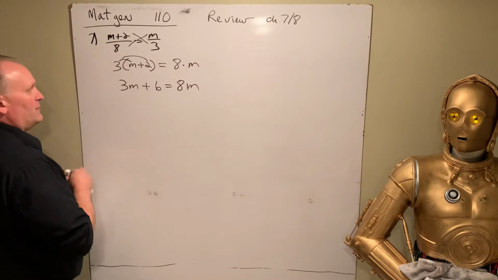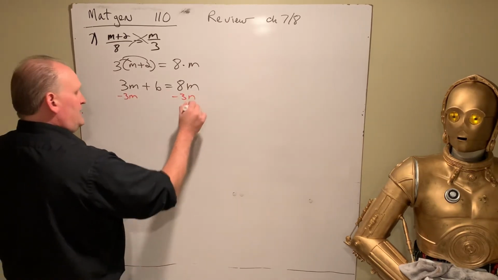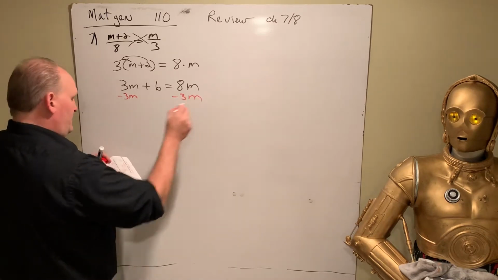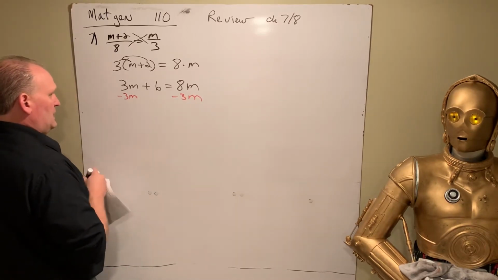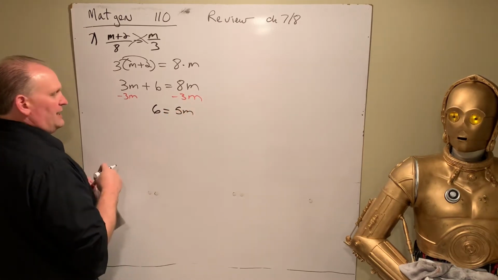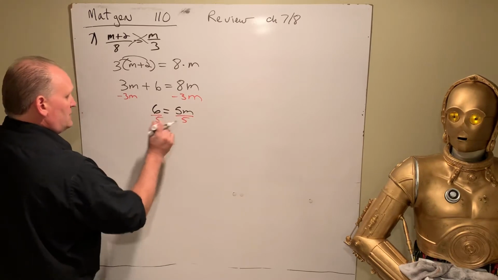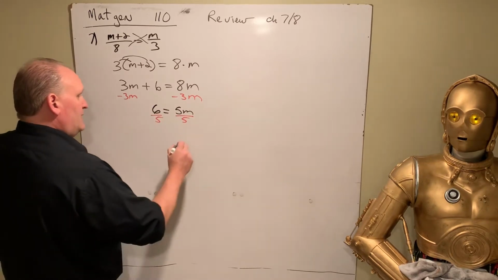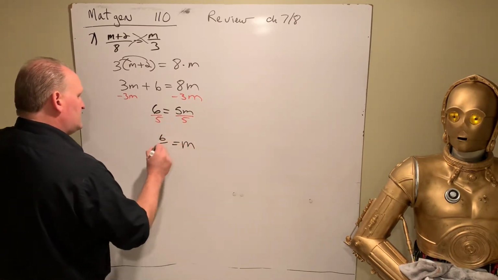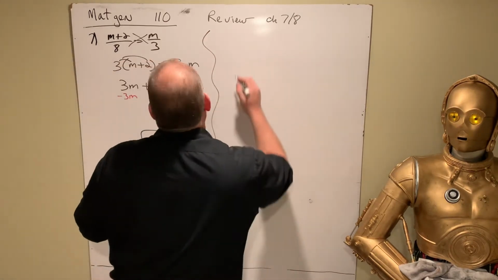And now we want to move the m's over. Get all the variables to one side. That's isolate the variable, right? So 6 is equal to 5m, and then we divide by whatever number is in front of the variable. So divide both sides by 5. m is equal to 6/5. And we're done with that one.